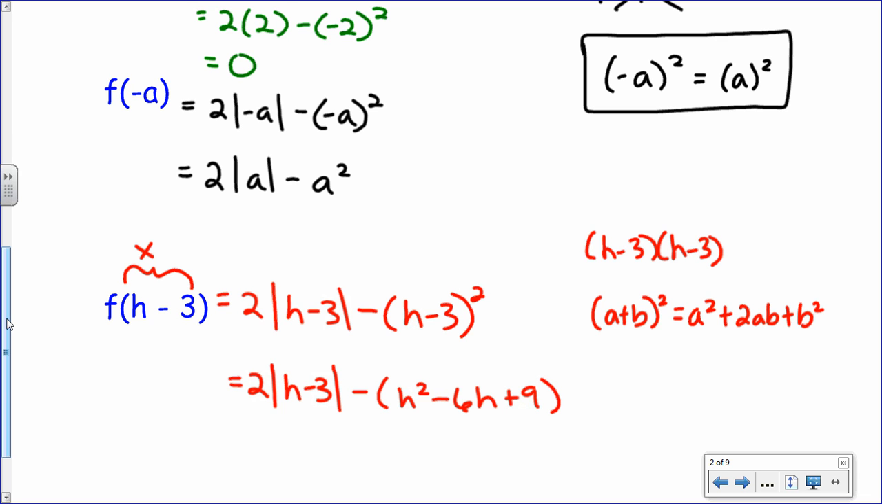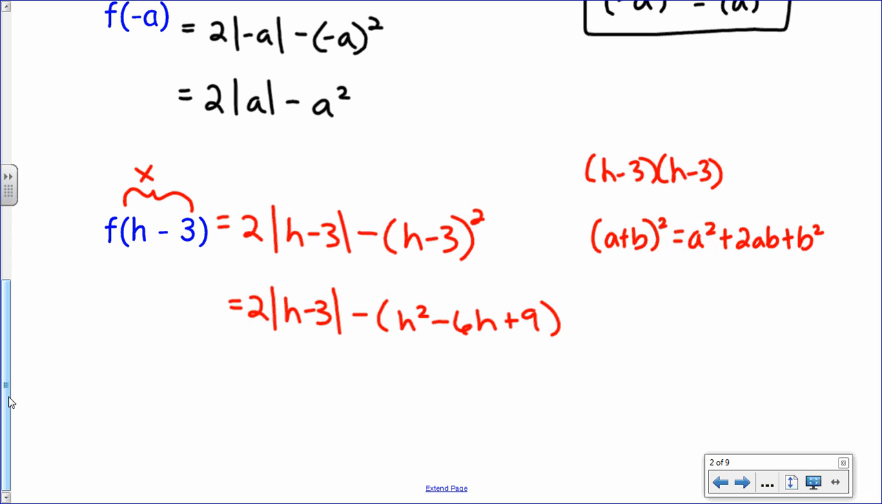Now distribute your negative. So if you have parentheses on these, go ahead and remove the parentheses by either distributing or multiplying out a binomial square. Okay? But if you have the absolute value, it can stay there. So minus h squared plus 6h minus 9. I'm not going to worry about rearranging the order because you have an operation inside here. So I'm just going to keep it like this.